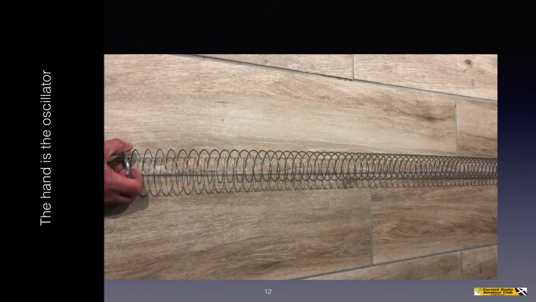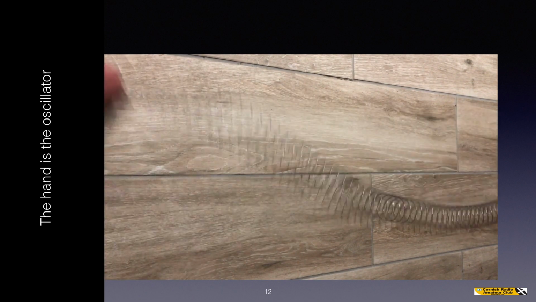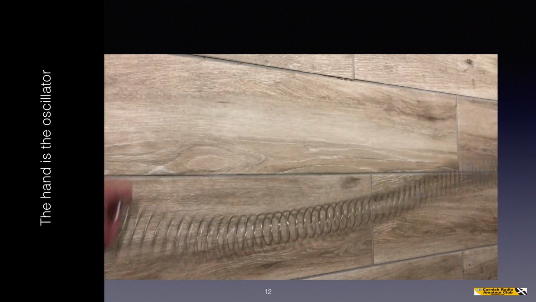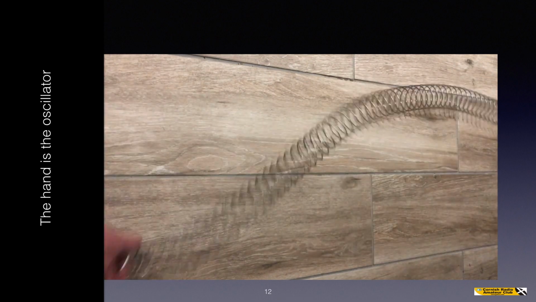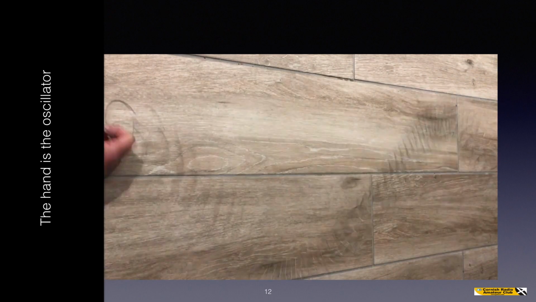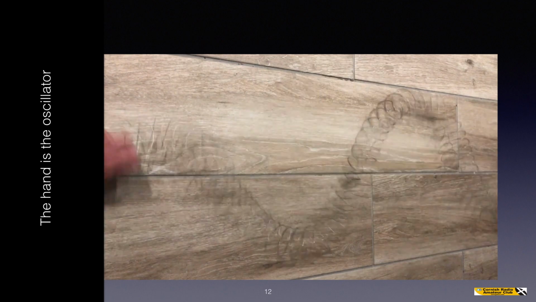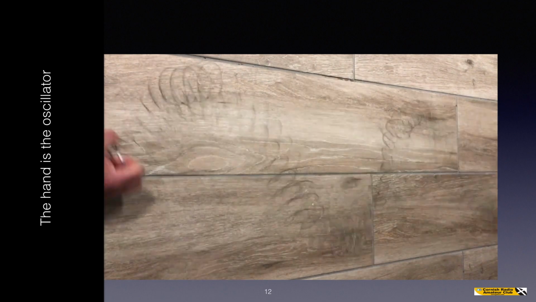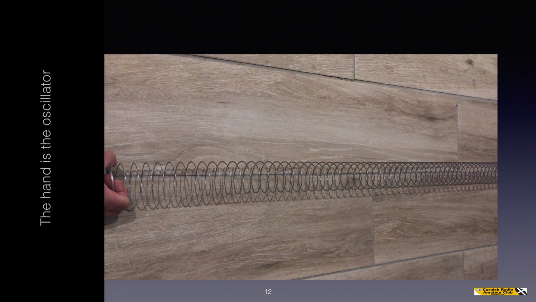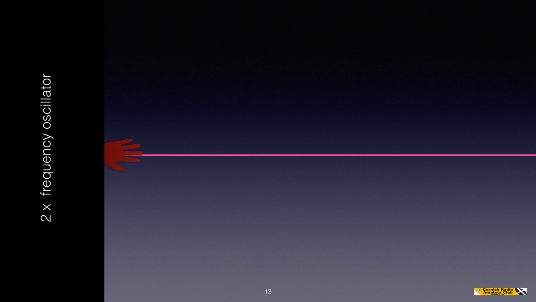Let's have a look at it again. This time we're showing continuous oscillations. And this is in real time, and then if we increase the frequency, you can see that the number of cycles shown on the Slinky toy is far greater. So that was approximately twice the frequency.